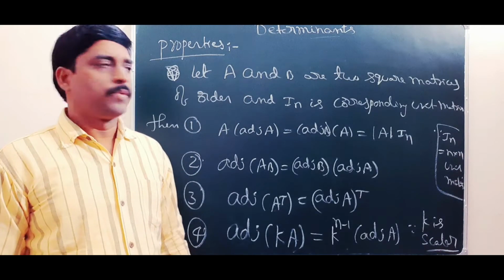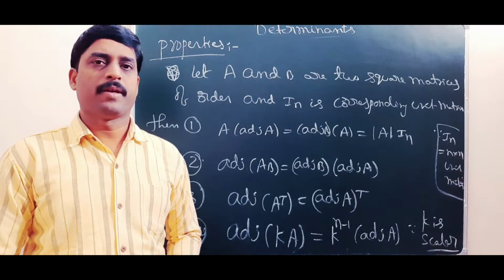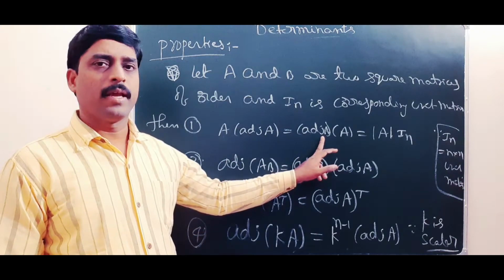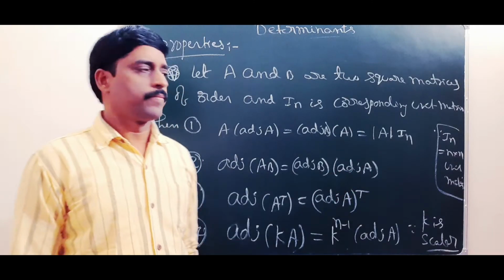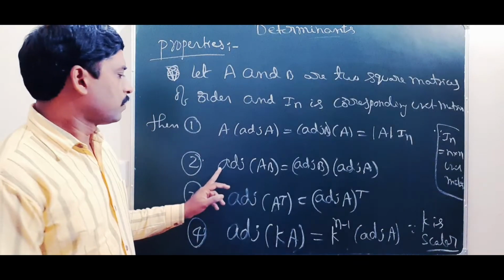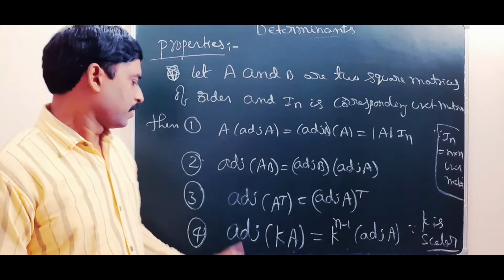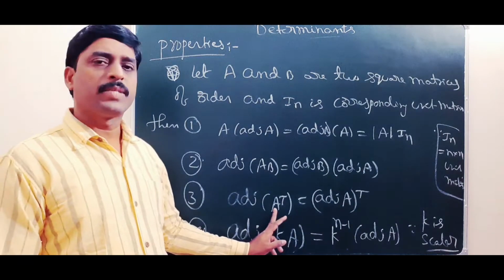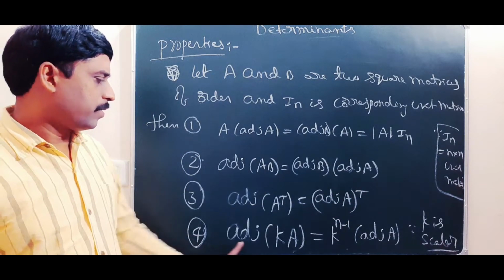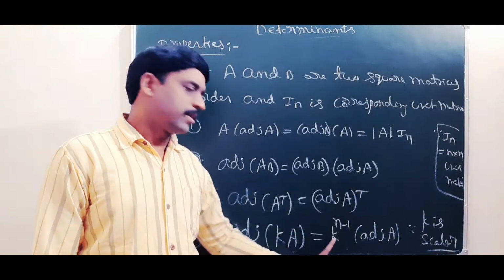Now let me explain the important properties. A and B are two square matrices of order n, where In is the corresponding unit matrix. The first property: A into adjoint A is equal to adjoint A into A is equal to det A into In, where In is the n by n unit matrix. The second property: adjoint of AB is equal to adjoint B into adjoint of A. The third property: adjoint of A transpose equals adjoint A whole transpose. The fourth property: adjoint of kA is equal to k to the power n minus 1 into adjoint A, where k is any scalar.